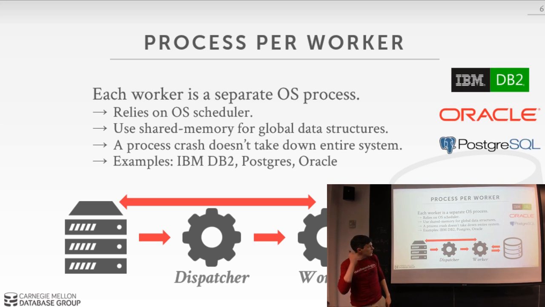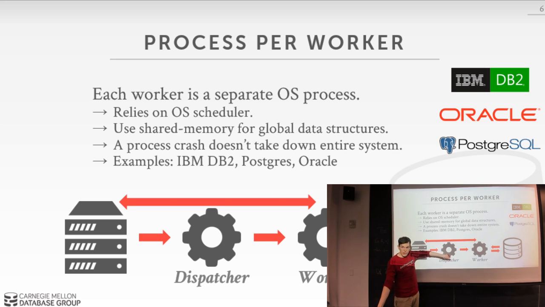So this is the approach that's used, as I said, in most of the data systems that were built in the 70s, 80s, and 90s. DB2, Oracle, and Postgres do this. Like in Postgres, this thing's called the Postmaster. If you're running Postgres on your laptop and you look at top to see the different processes that are running, one of them will be labeled as the Postmaster.